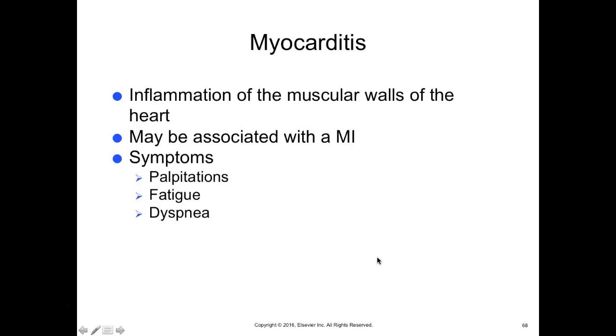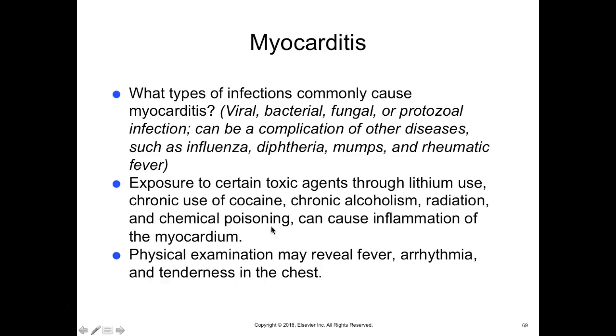Myocarditis is inflammation of the muscular walls of the heart, may be associated also with a myocardial infarction. Symptoms include palpitations, fatigue, dyspnea. And with myocarditis, what types of infections commonly cause it? We have viral, bacterial, fungal, or protozoal infections, and it can also be a complication of other diseases such as influenza, diphtheria, mumps, and rheumatic fever. It can also be caused by exposure to certain toxic agents like lithium, the use of cocaine, alcoholism, radiation, and chemical poisoning.